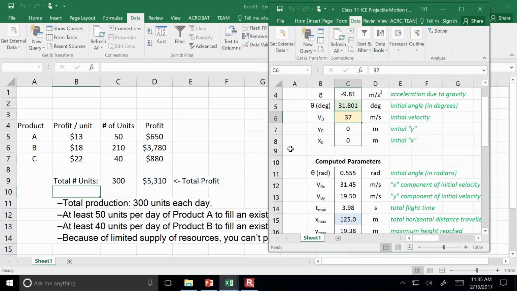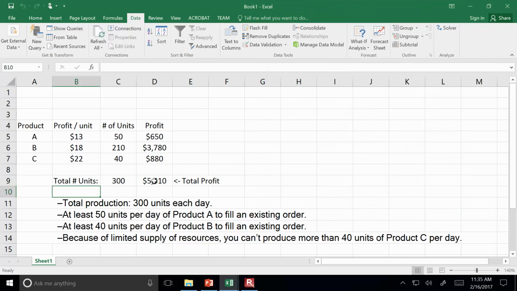What it's telling me is that the best case scenario, the best thing we can do is have 50 units of A, 210 units of B, 40 units of C. And if you think about it, it makes sense, right? Okay, so we want to make as much C as possible because it's the most profitable. So we're going to max out C at 40. And now we have to have at least 50 of A, but between A and B, which do we get more money from? We get more money from B.